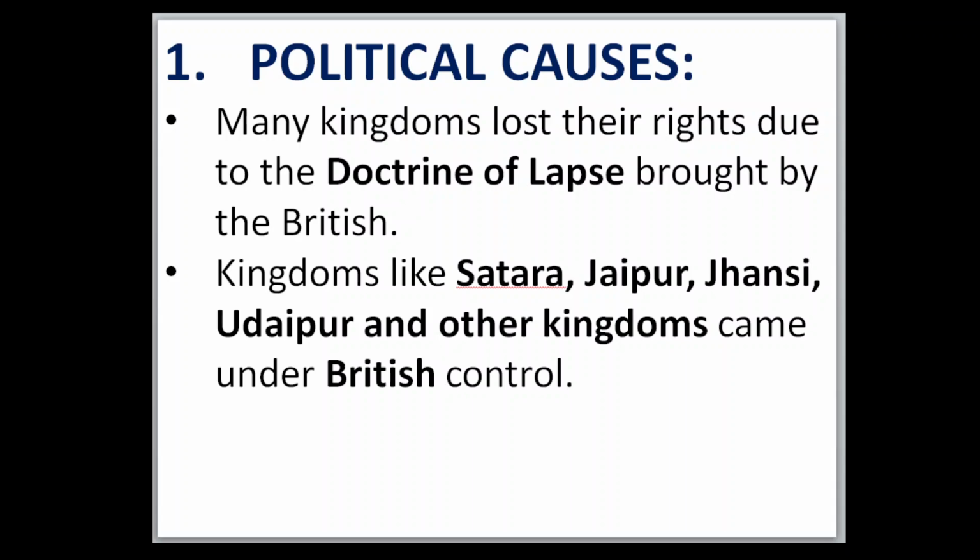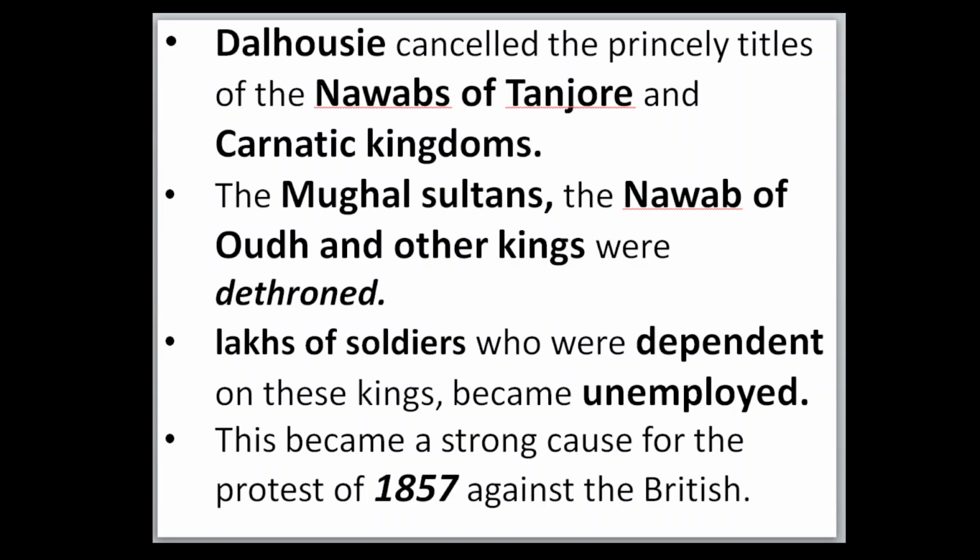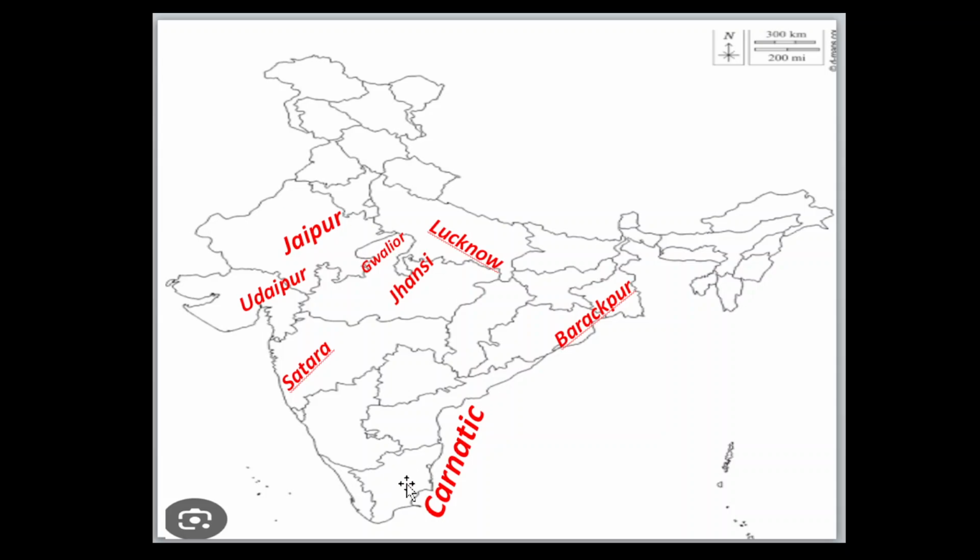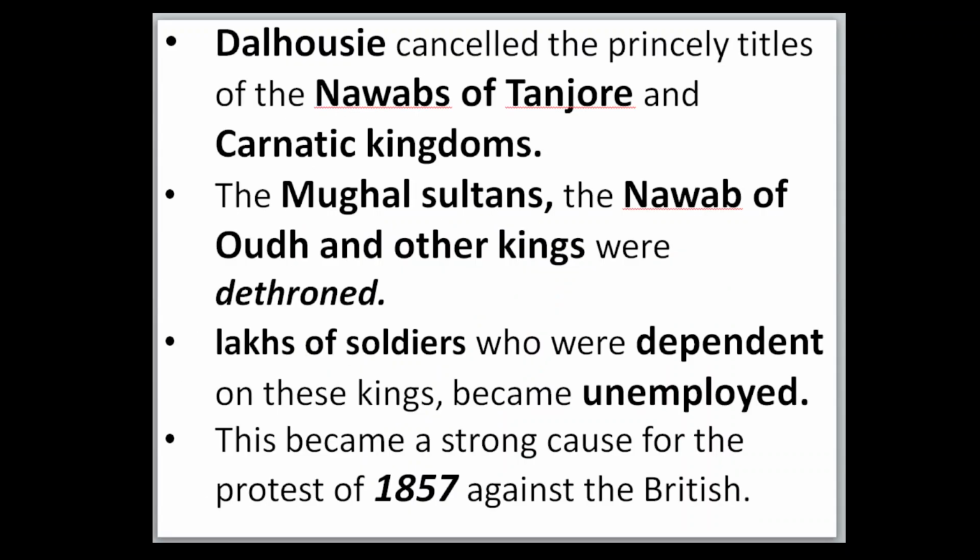Then come to the next point in political causes. Dalhousie cancelled the princely titles of the Nawabs of Tanjavuru and the Carnatic kingdoms. Here, Tamil Nadu will be Tanjavuru and the Carnatic region. What does Carnatic region mean? The coastal area of India, which the British called the Carnatic region.